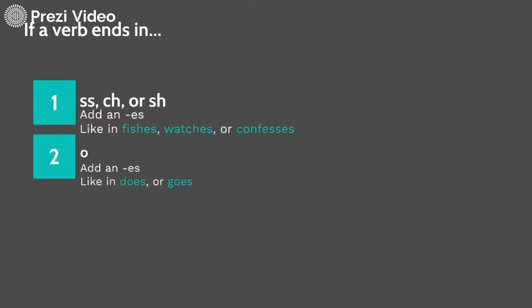If the verb ends in an O, you add an ES, like in does. He does a good job, or goes. She goes to the bathroom after lunch. Or Y, you add an IES, like in tries, like he tries new food, or flies, like the bird flies into the window.